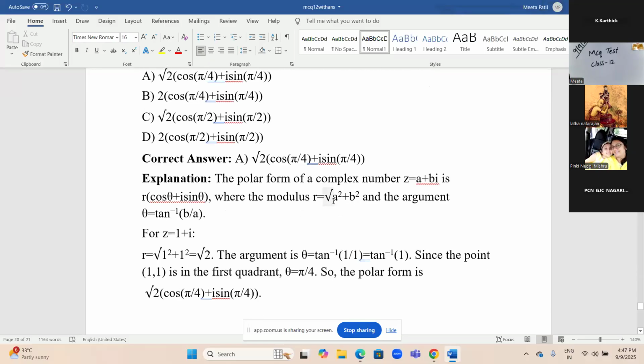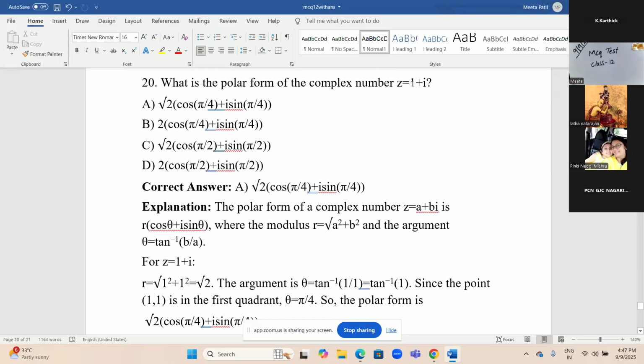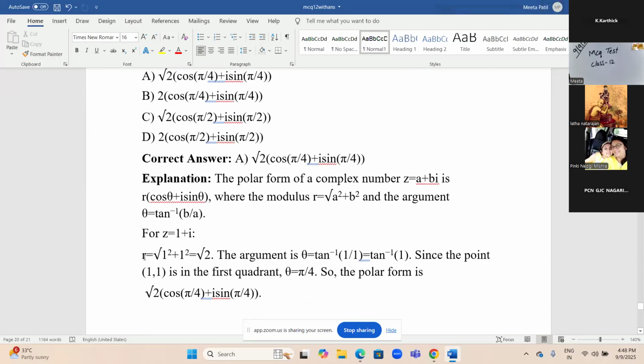So if you add the value of a as 1 and the value of b as again 1, if nothing is there it means 1 is the coefficient. So the a value is 1 as well as b value is 1. If you add up those values, you are going to get the r value as root 2. And how to find the theta? Theta is equal to tan inverse of b by a. So tan inverse of 1 you will write. When you get tan inverse 1, then theta is pi by 4.